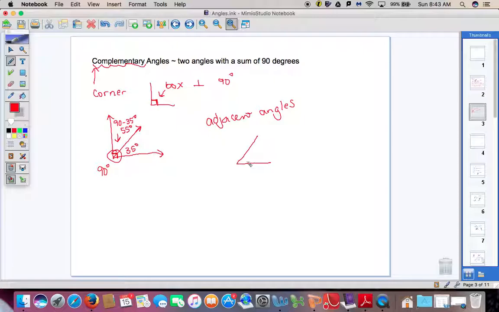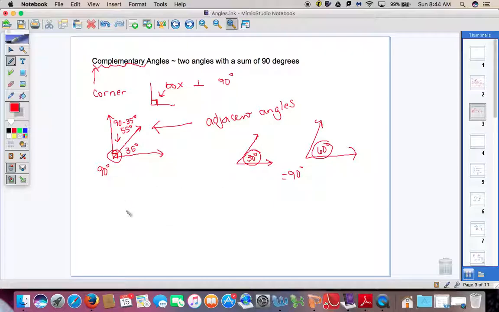If you're given that you've got this angle here of 30 degrees, then we can find another angle and say the complementary angle would be 60 degrees. And we know that because 30 degrees plus 60 degrees equals 90 degrees. Complementary angles could be adjacent, but they don't have to be adjacent angles. They can just be two random angles on a page.